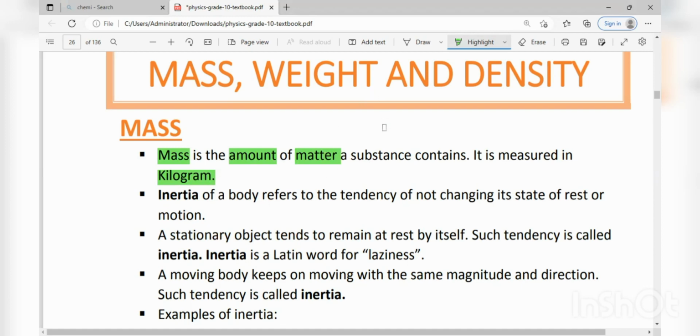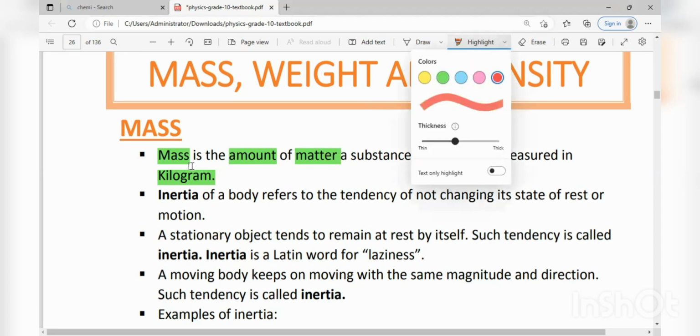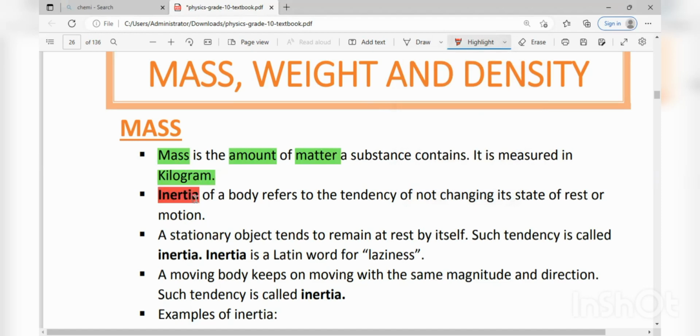The other word we may need to understand here is inertia. What is inertia? Okay, so inertia of a body is the tendency of not changing its state of rest or motion. If something is stationary, it means that thing is not moving, all right? It's at rest. Such tendency is called inertia. And inertia is a Latin word for laziness.